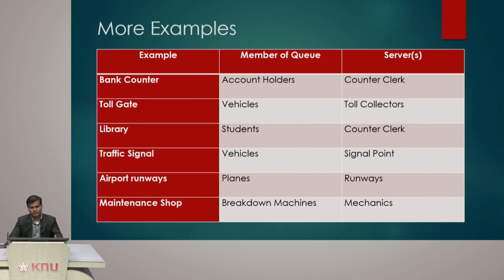Traffic signal, we have the vehicles as the members of the queue, and the signal point, or in other words the traffic signal itself, is the server. Airport runway, planes and runways, maintenance shop, breakdown machines and mechanics. Yes, we can think more about it. There are a lot of other places where you find a similar example.